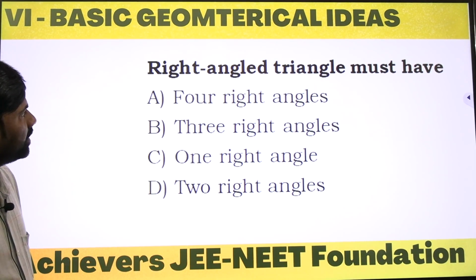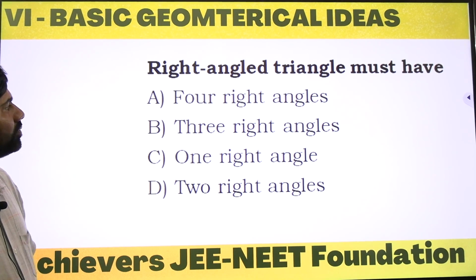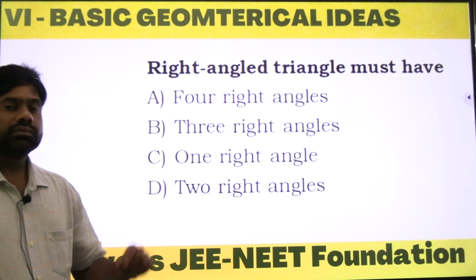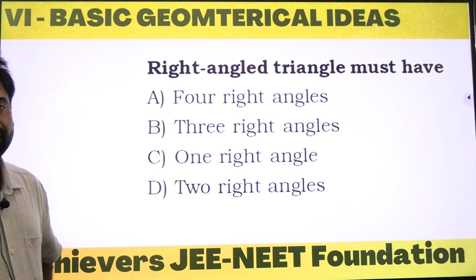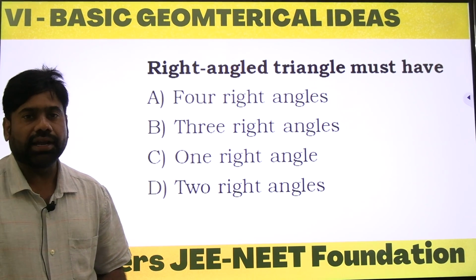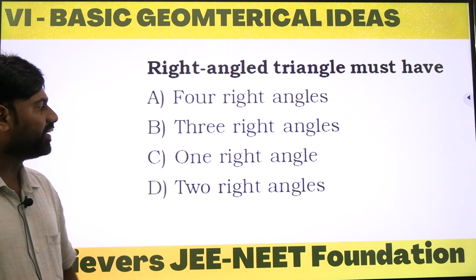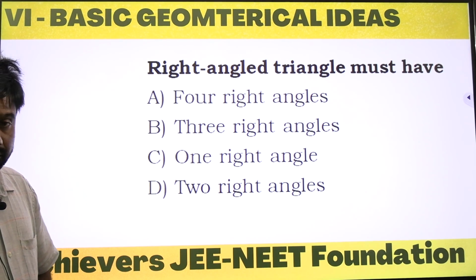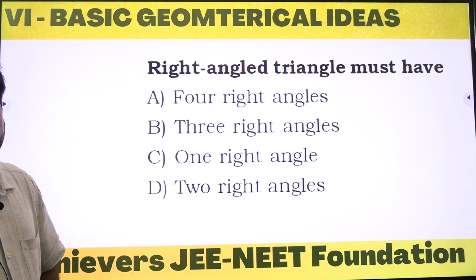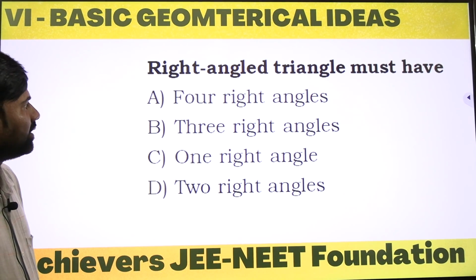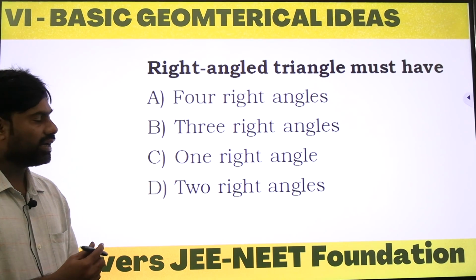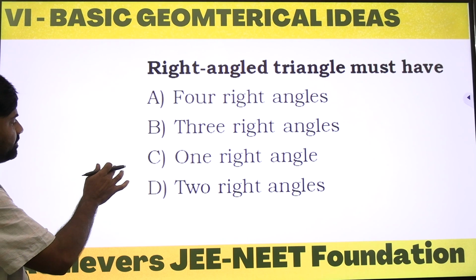Next question. A right angle triangle must have dash. If you take any right angle triangle, it must have only one right angle. Why? Because the sum of interior angles of a triangle is equal to 180 degrees, so if you take two right angles, the sum of the interior angles would exceed 180 degrees. So it must contain only one right angle. Therefore, option C, one right angle, is the correct answer. Let us go for next question.